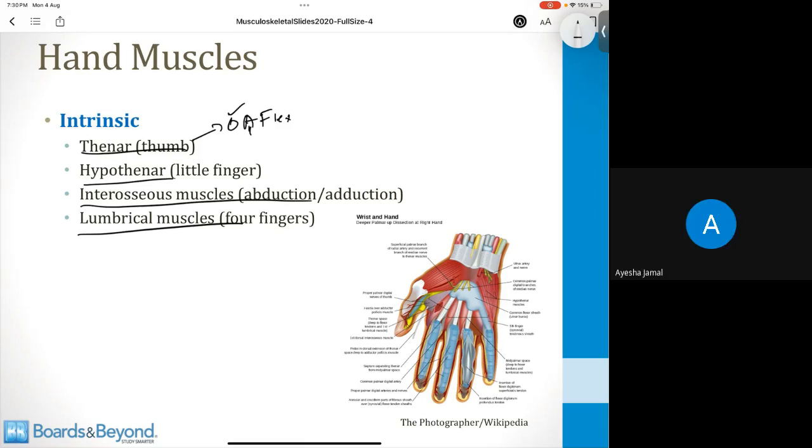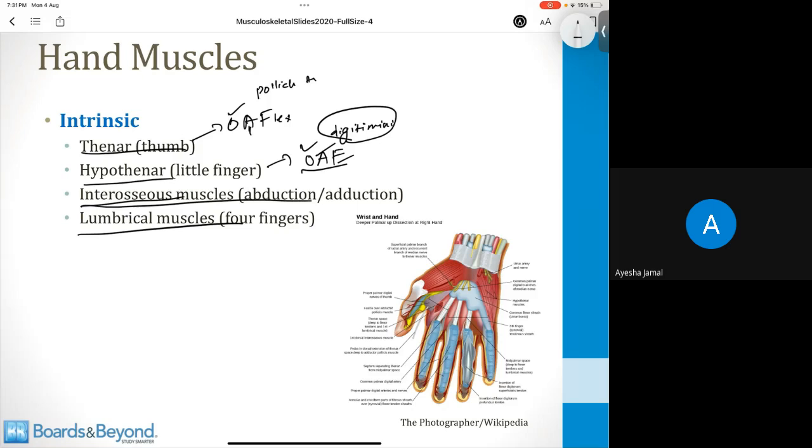Here we are going to use pollicis. Pollicis stands for the thumb, right? Okay, and in the hypothenar, again, we have OAF, but we are going to use digiti minimi, right? Digiti minimi indicates that it's a small finger, the last fifth finger, right? Again, opposition of the small finger, abduction of the small finger, and flexion of the small finger, okay?